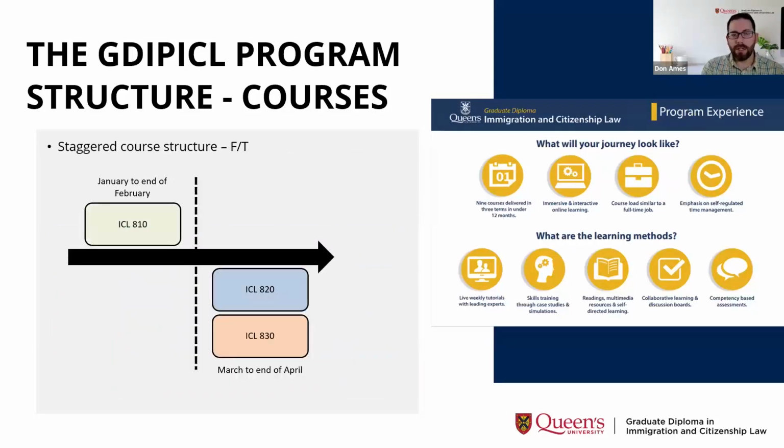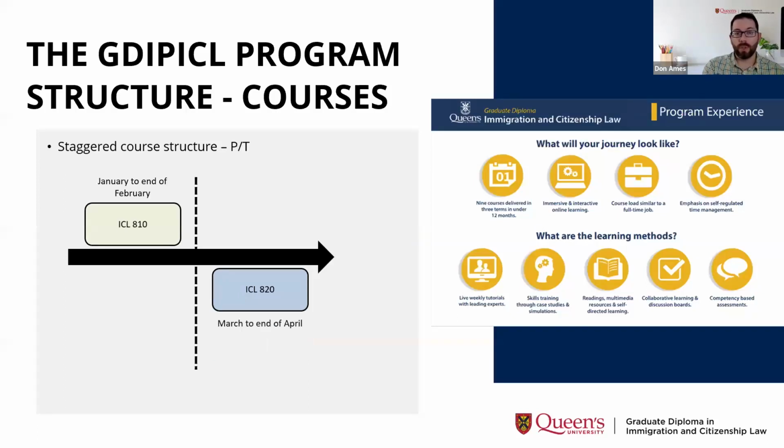You can see here from our staggered course structure image, full-time students will take ICL 810, the intro course, first from January until the end of February. And then following that course, you'll take 2 consecutive courses, ICL 820 and 830. So we kind of ease you into the learning by giving you 1 course first and then followed by 2. But ICL 810 is an intensive 6-week course, so it's not a light ease in. You are going to be jumping in head first into your studies with that first course.